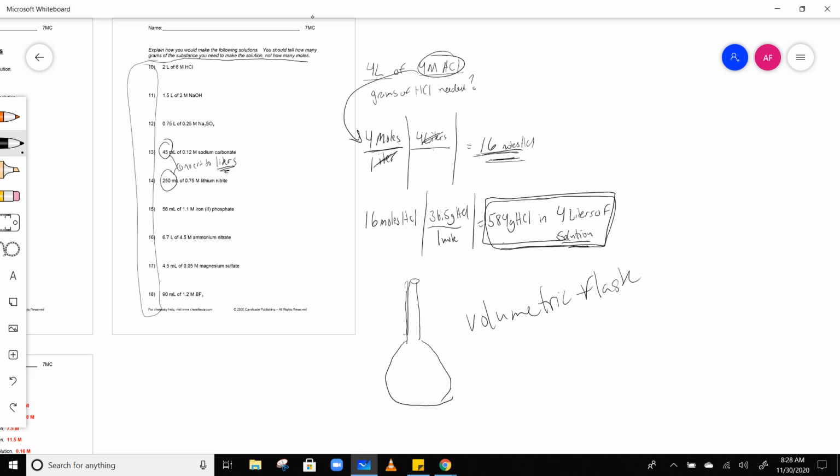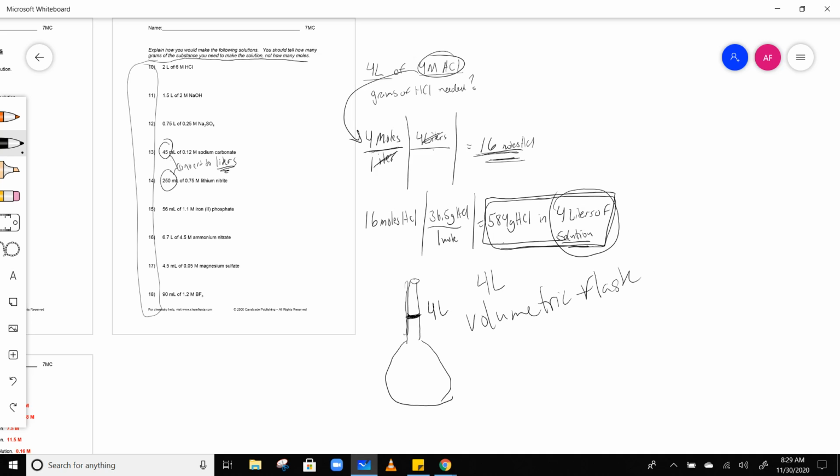Typically your volumetric flask is going to be the size. So here we need 4 liters of solution, so you're going to have a 4-liter volumetric flask. And there's a mark on the volumetric flask somewhere along here. This mark indicates where 4 liters of solution would be. Now, anytime we want 2 liters, 1.5 liters, 0.75 liters, we're going to have a volumetric flask that is that size.